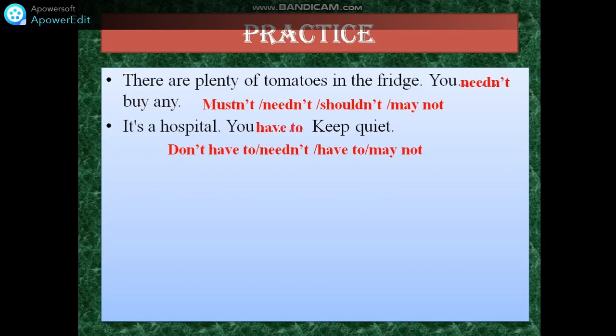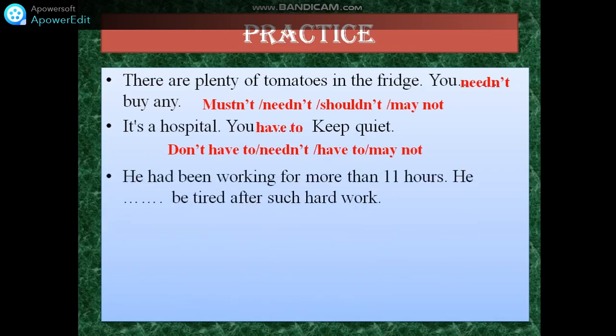The correct one is have to. Alright, next one. He had been working for more than 11 hours. He must be tired after such hard work. Choose the correct one, please. Yes, deduction. He must be tired.